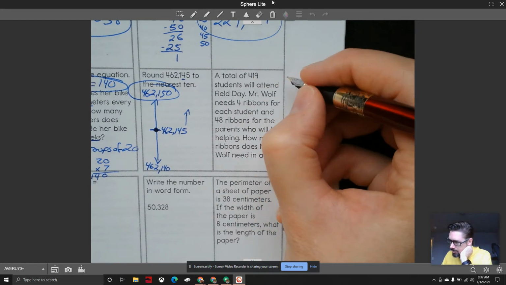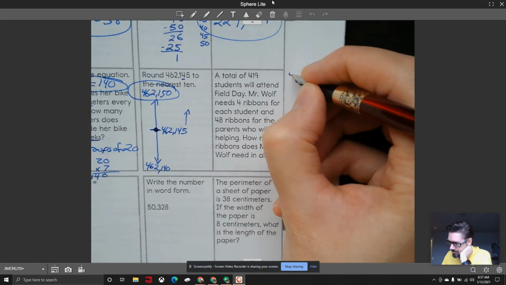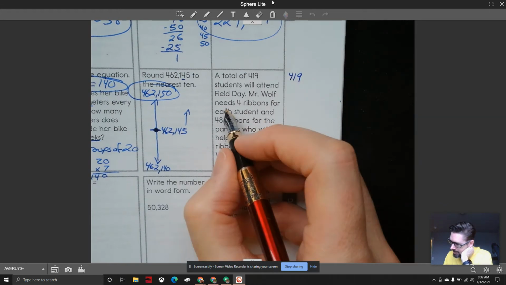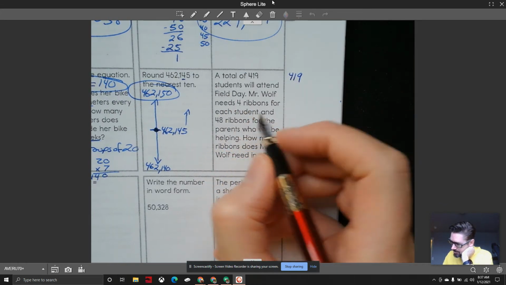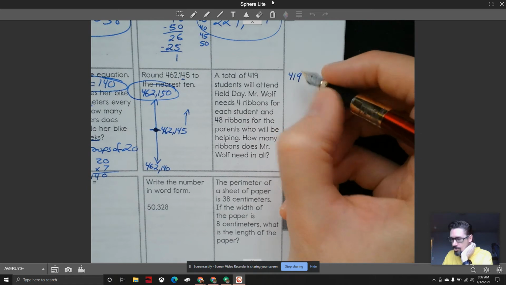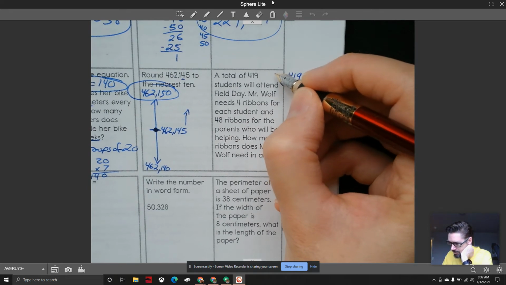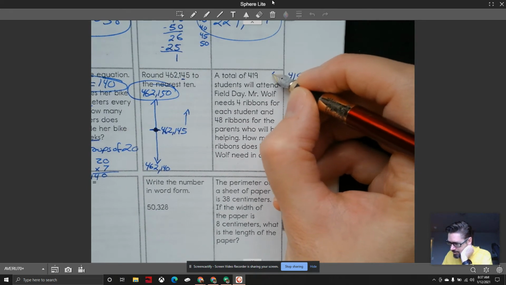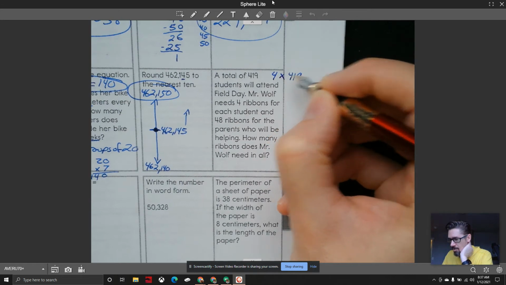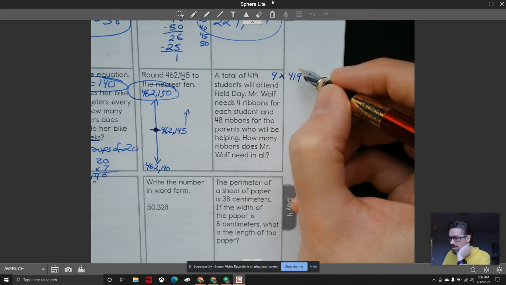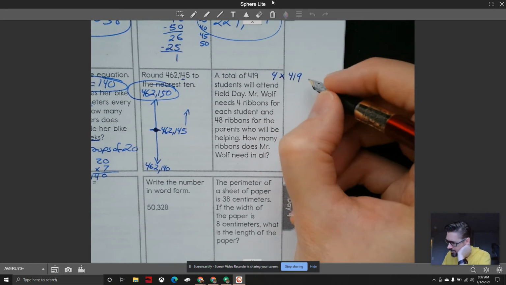So we have a total of 419 students, and he needs 4 ribbons for each student. So we have 4 groups of 419, right? So if each student needs 4 ribbons, for every student, 4 groups of 419 students. So this is how many ribbons he needs for students, okay?